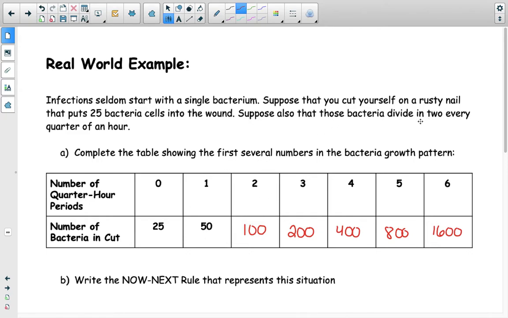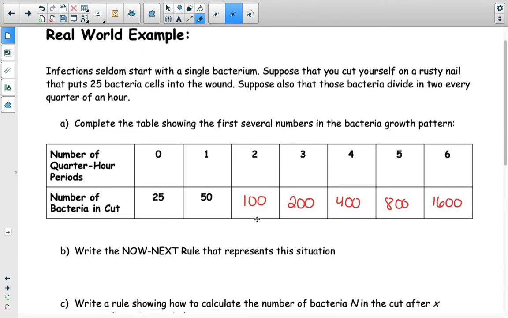So what is really happening? When it says dividing in two every quarter of an hour, that means one little bacteria is splitting in half, so now we have 2 bacteria. If we have 2 bacteria, each of them splits in half, now we have 4 bacteria. So it's actually multiplying each time. We get more and more bacteria each time. So in order to get from 25 to 50, 50 to 100, we are multiplying by 2. The next value that we would want to get, we would just multiply 1,600 by 2.